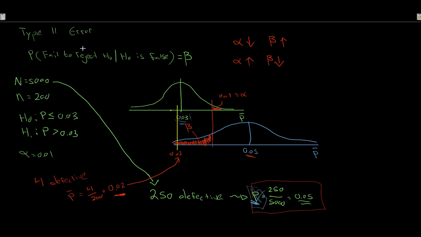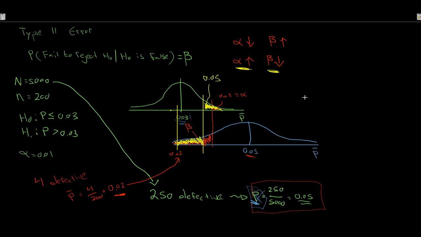Let's put in, instead of a 1% significance level, a 5% significance level. So there we go. Let's say something like that. That's 5%. So alpha got bigger. As alpha got bigger, the probability of making a type 2 error, that's this guy here, got smaller. So I have this inverse relationship between my two errors.